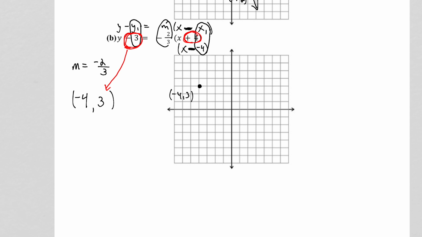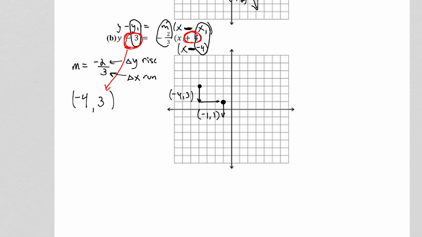And now I'm going to use my slope to find other points. So remember, this is my change in y. -2 is my change in y. +3 is my change in x. Change in y is my rise. Change in x is my run to the right. So from that point, I'm going to go down 2, run to the right 3, put a second point. So that's -1, 1. And then I'm going to do it again.